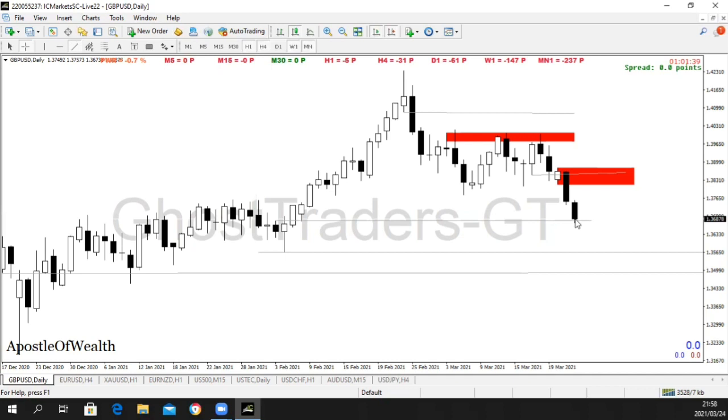If it doesn't close above and it closes somewhere here, it's a problem for me. I don't trust it. But the moment it closes at this level, that now confirms that we are going up. Our order block has been respected. That's how I look at things sometimes.